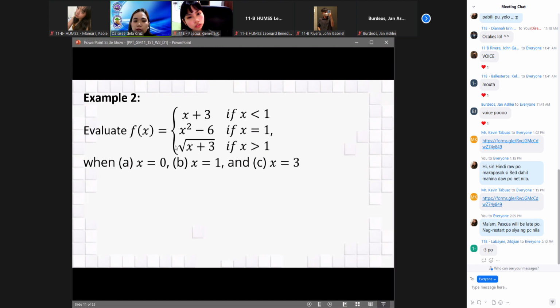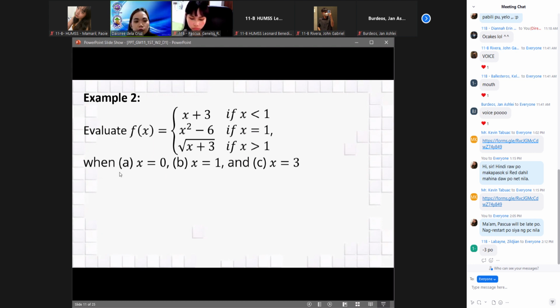So, anong tawag nga ulit if we have 2 or more functions and meron siyang condition? Starts with the letter P. Piecewise function. Okay, very good. So, ang tawag po dito ay piecewise function. 2 or more functions considered as piecewise function.